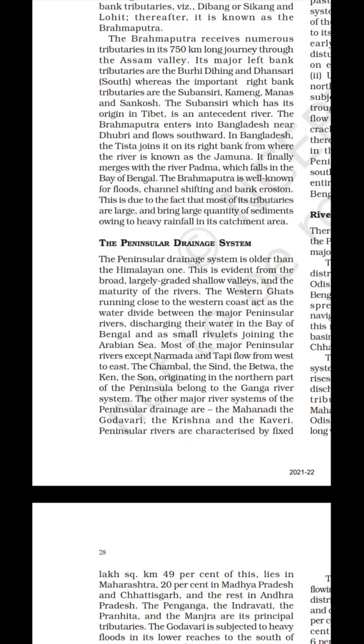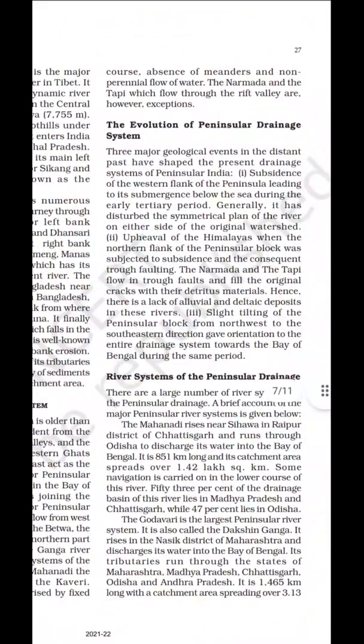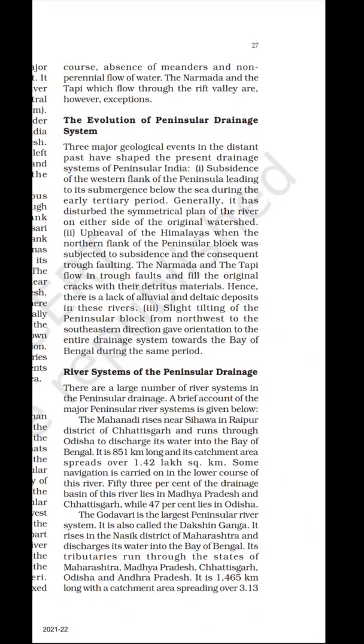Peninsular rivers are characterized by fixed courses, absence of meanders, and non-perennial flow of water. The Narmada and the Tapi, which flow through the Rift Valley, are, however, exceptions. The evolution of the peninsular drainage system.